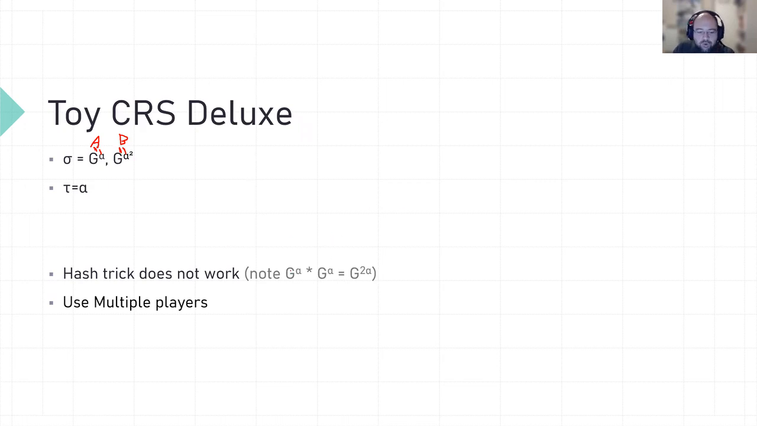And before we go into the tough solutions, just trying to multiply this by itself does not produce what we need, because g to the a times g to the a is g to the 2a, not g to the a squared. So this is actually non-trivial to produce, and we will need to use multiple players to build something that has this structure. And this is where all this talk about updatable reference strings or snark ceremonies comes into play.